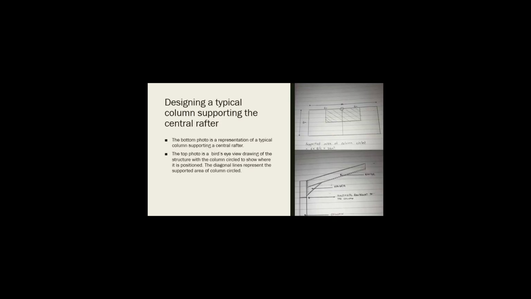Column design. Designing a typical column supporting the central rafter. The bottom photo is a representation of a typical column supporting a central rafter. The top photo is a bird's eye view drawing of the structure with the column circled to show where it is positioned. The diagonal line represents the supporting areas of the column circled.